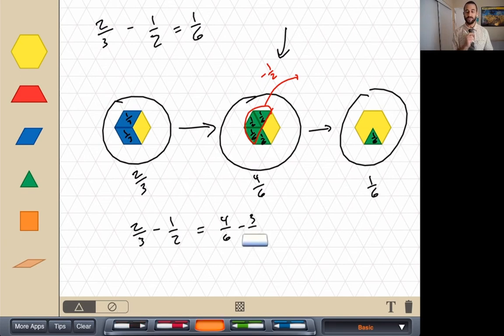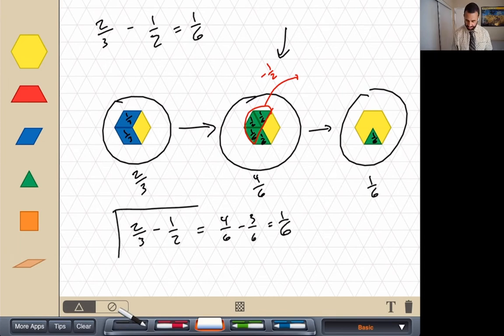There's also no undo button on this manipulative emulator, so I don't like that. It'd be nice to just click, click, click if you made a mistake, or a couple mistakes like I do. Okay, so there's that, and we get 1/6.